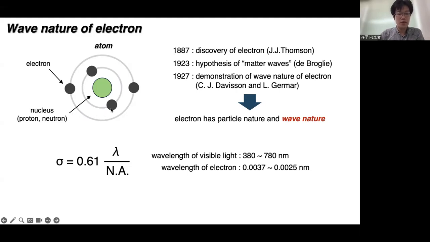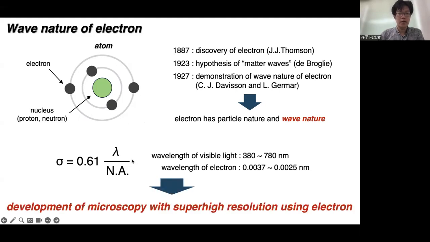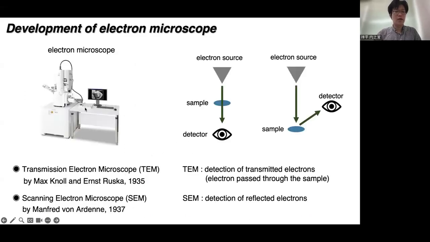So indeed, wavelength of visible light is this, and the wavelength of electron is much, much shorter than light. That's why development of microscope with super resolution can be achieved by using electron. So based on this idea, electron microscope have been developed in the 20th century. So there are two types of electron microscope. One is a transmission electron microscope called TEM, and the other is scanning electron microscope called SEM.